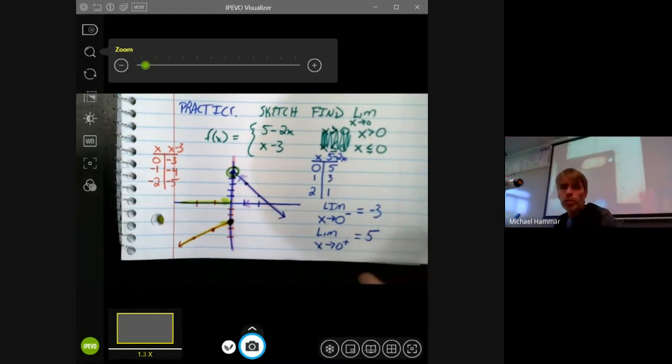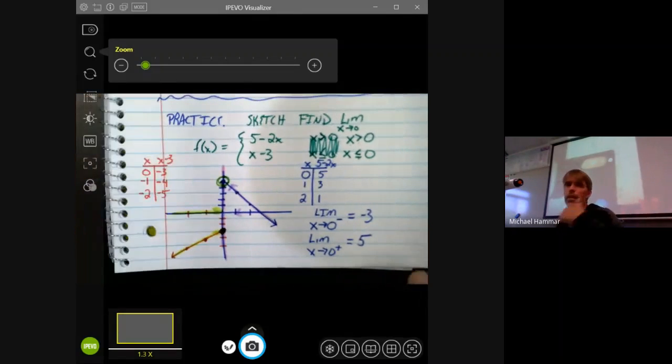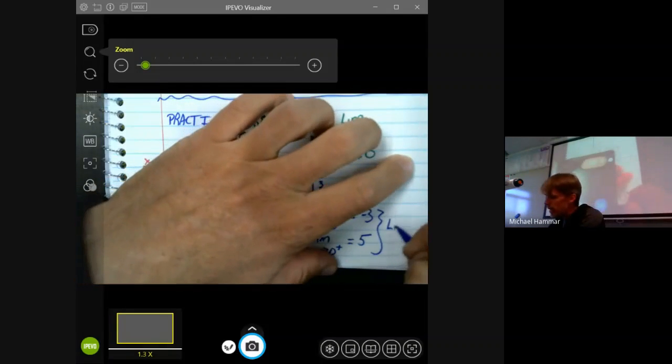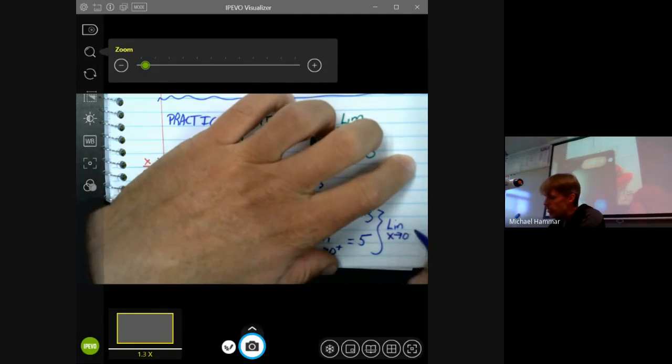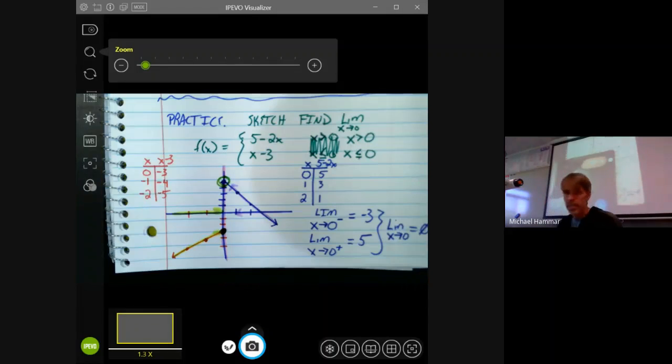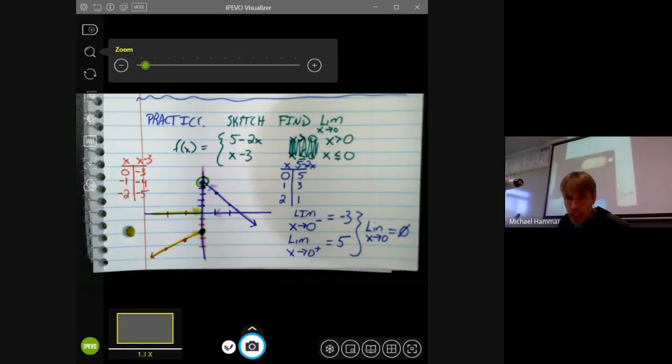So you need to understand that if you approach it from the left and you approach it from the right, and they're different numbers, you now have to say the limit as x approaches 0 does not exist, okay? Because they are two different values. It is so important that you understand this concept. From the left and from the right, they have to be heading towards the same value, okay? So this is the basic idea of a limit.